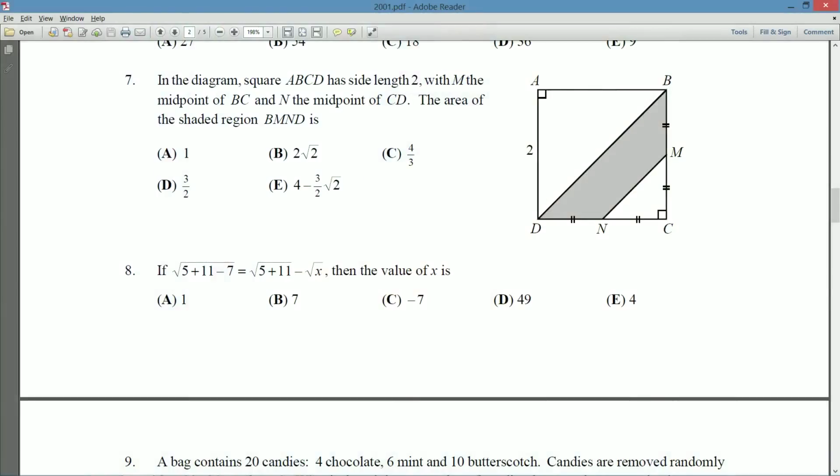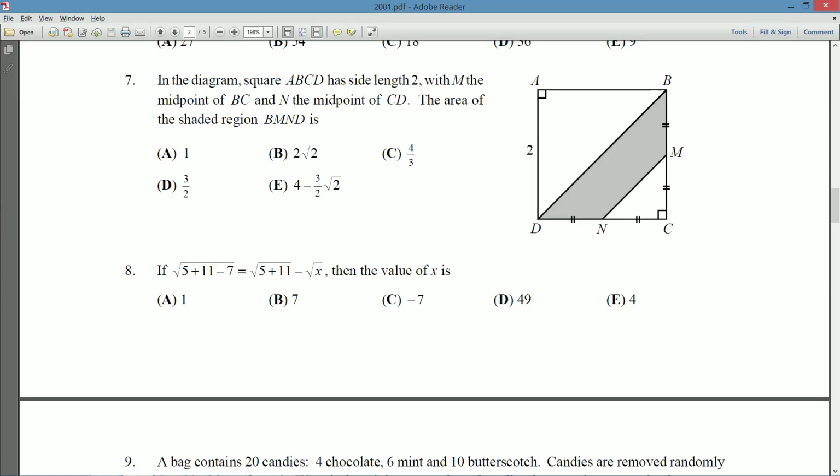Okay, we've noted that here between A and D, the side length is 2. And M is the midpoint of BC, and N is the midpoint of CD. We've symbolized that by putting the double dashed lines going through, showing that these must have equal length, even though we don't know what it is. Although we can pretty quickly tell that if the side length's 2, and these sides are split, then each of these double dashed lines is going to be 1. The area of the shaded region BMND is, okay.